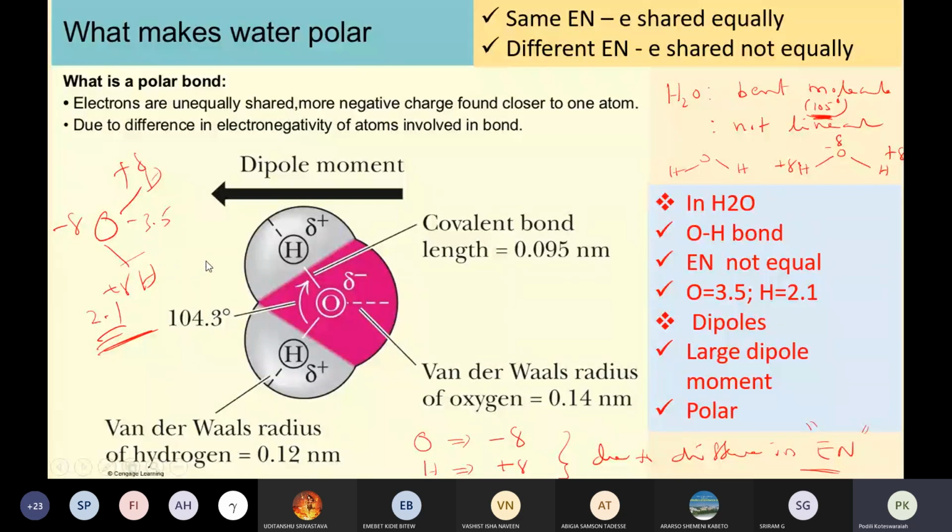Therefore, this dipole moment, or the dipole, is responsible for the polar nature of the water molecule, because the positive end of this dipole in the water interacts with the negative end of another molecule having a dipole. In the same way, the negative dipole of the water can also interact with the positive end. So that's why the water molecule is polar.